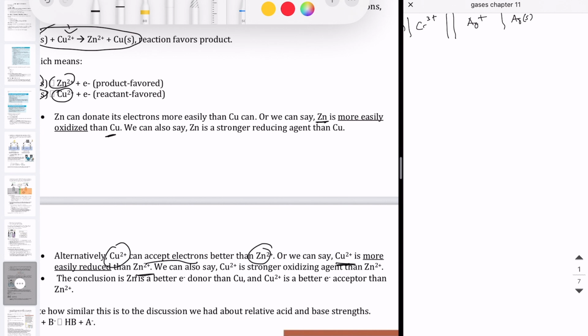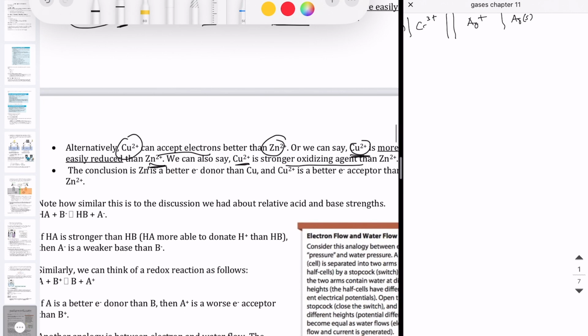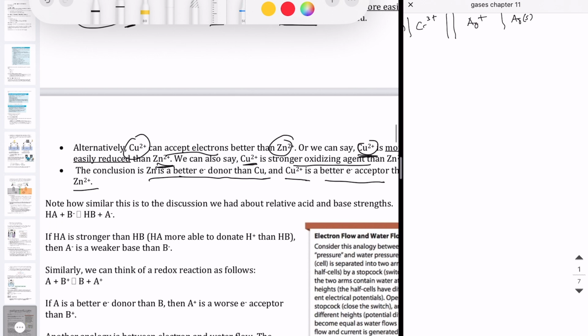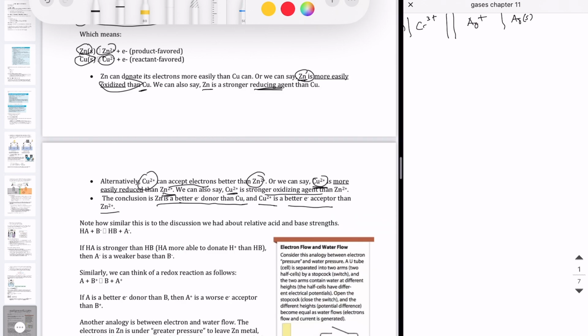We can also put this in terms of those reducing and oxidizing agents we talked about before. So if zinc is more easily oxidized than copper, that means zinc is a stronger reducing agent than copper. And if copper 2 plus is more easily reduced than zinc 2 plus, then copper 2 plus is a stronger oxidizing agent than zinc 2 plus, okay? So the conclusion then is zinc is a better electron donor than copper. Copper 2 plus, the ion, is a better electron acceptor than zinc 2 plus. Okay, that's what we want to think about with respect to this cell potential: who's better at giving away electrons and who's better at accepting electrons.